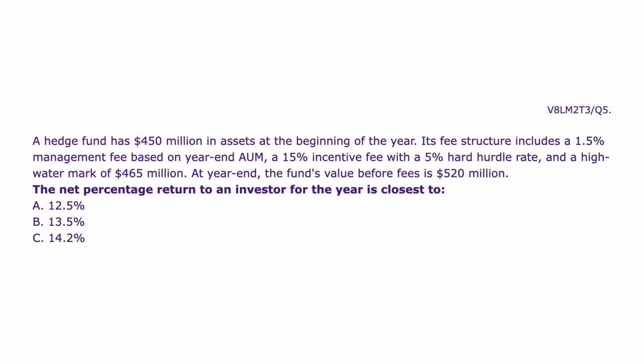A hedge fund has $450 million in assets at the beginning of the year. Its fee structure includes a 1.5% management fee based on year-end AUM, a 15% incentive fee with a 5% hard hurdle rate, and a high watermark of $465 million. At year-end, the fund's value before fees is $520 million.